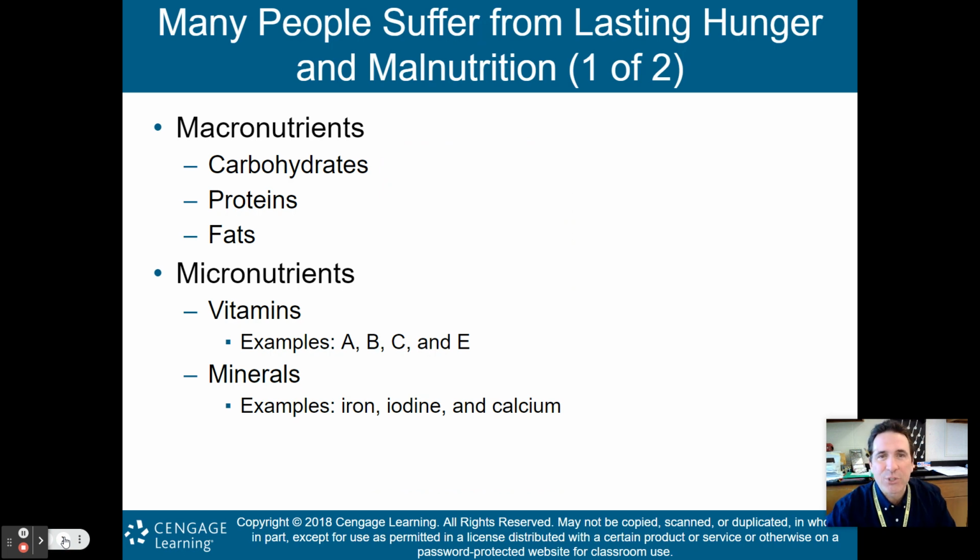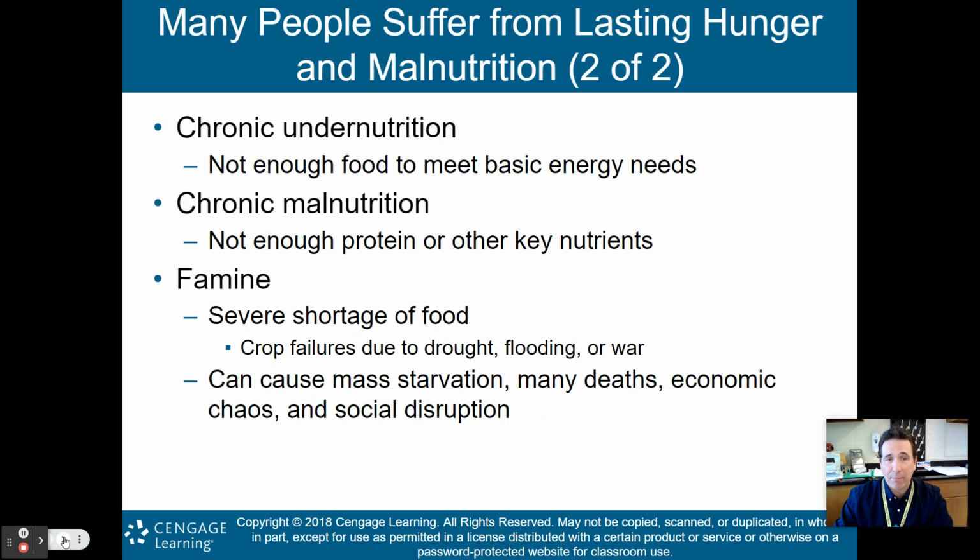So many people suffer from lasting hunger and malnutrition. Couple of things to understand. There are macronutrients and there are micronutrients that our body needs. Macronutrients include carbohydrates, proteins, and fats. Micronutrients include vitamins like vitamins A, B, C, and E, and minerals like iron, iodine, and calcium. Our body needs all of these to be properly nourished.